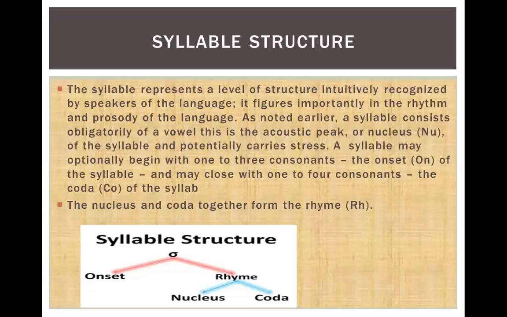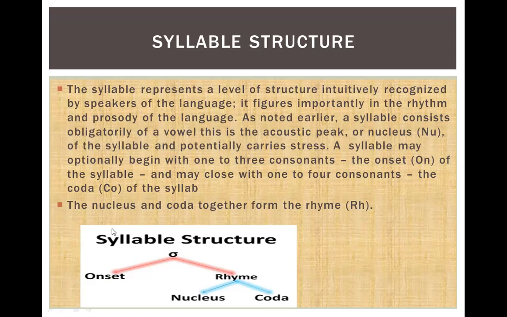And finally, when it comes to syllable structure, the syllable represents a level of structure intuitively recognized by speakers of the language. It figures importantly in the rhythm and prosody of the language. As noted earlier, a syllable consists obligatorily of a vowel. This is the acoustic peak or nucleus of the syllable and potentially carries stress. A syllable may optionally begin with one to three consonants, the onset of the syllable, and may close with one to four consonants, the coda of the syllable. And the nucleus and coda together form the rhyme.